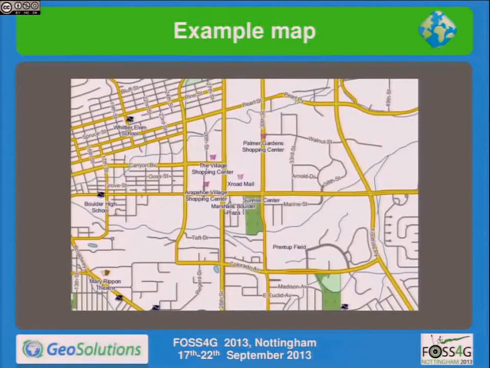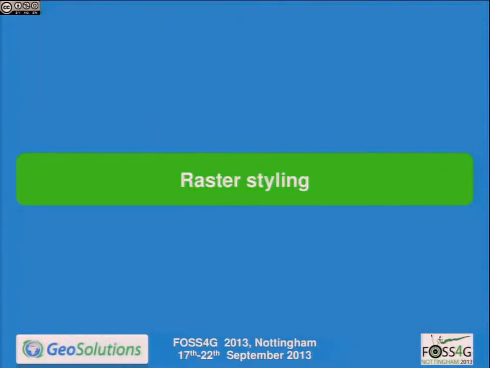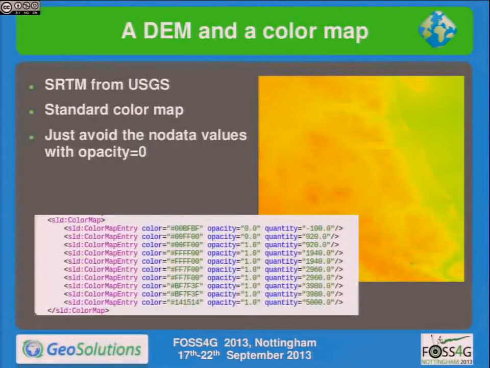So the first thing I'm going to talk about is raster styling, which is generally pretty easy. You either have an RGB aerial or satellite image, which you have to show as is, and you basically don't have to do anything, or you have a digital elevation model or any kind of other geophysical parameter, pressure, temperature, whatever, concentration of pollutant, and then you have to set up a color map.